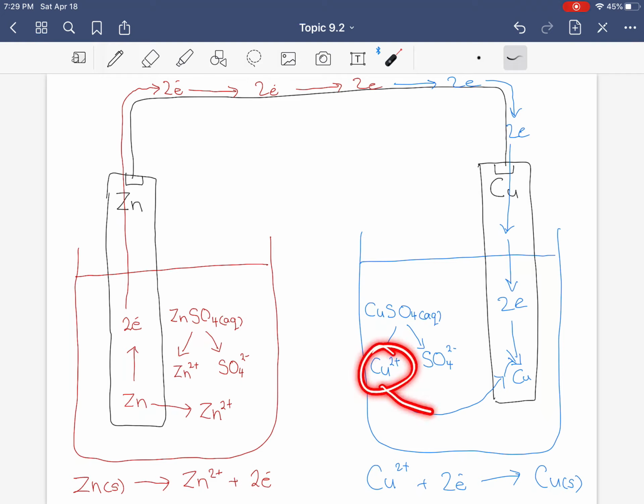Now, as you can see, these copper ions are going to come in here to capture these 2 electrons to become copper metal. That leaves a lot of sulfate in this solution. Here, we see a lot of zinc and sulfate in this solution. Are they just going to stay there like that? Well, it's pretty unstable for them to stay here like this, if you think about it.